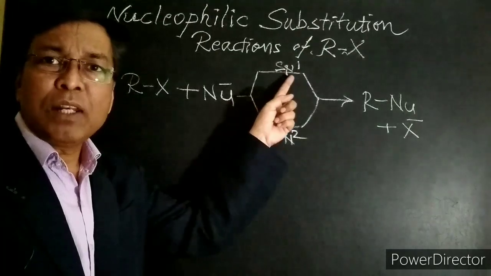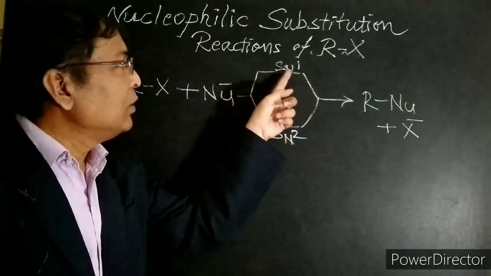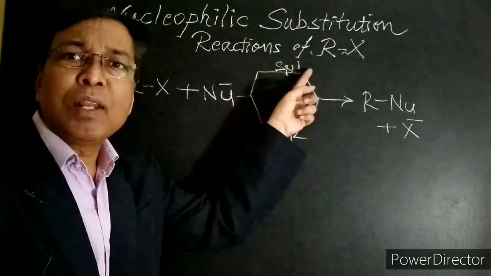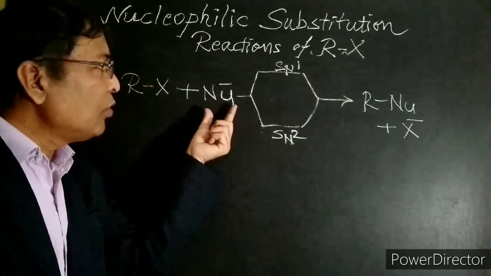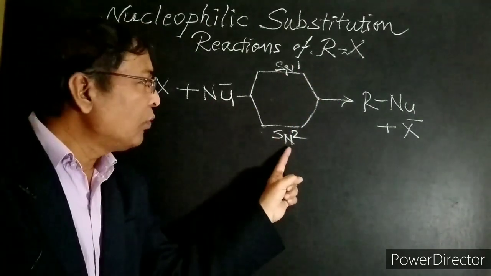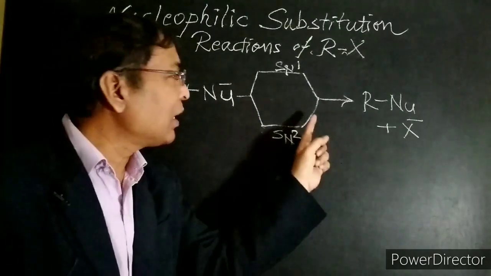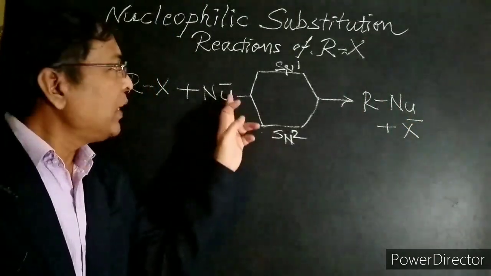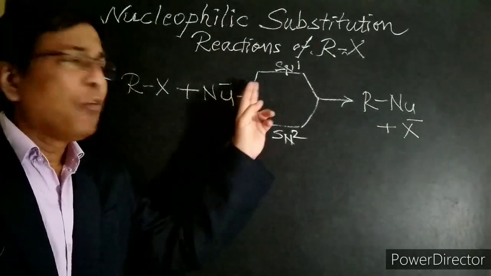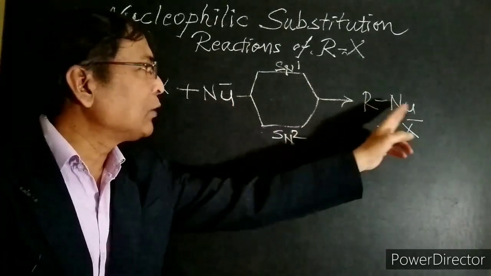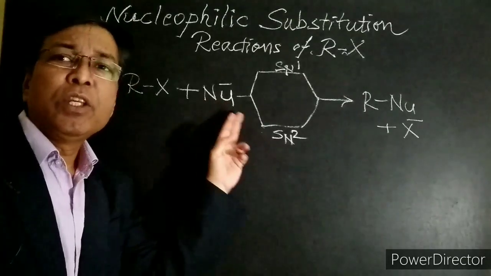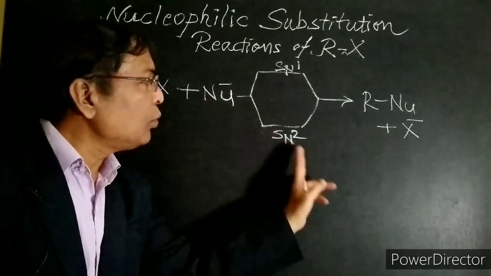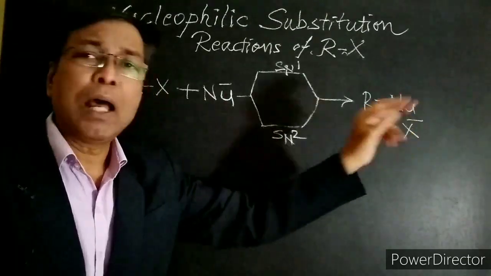What is the SN1 reaction mechanism path? That is the nucleophilic substitution unimolecular mechanism path, or the nucleophile may follow the nucleophilic substitution bimolecular reaction path to give the product. The question arises, when will the nucleophile follow the SN1 reaction mechanism path, and when will it follow the SN2 reaction mechanism path?